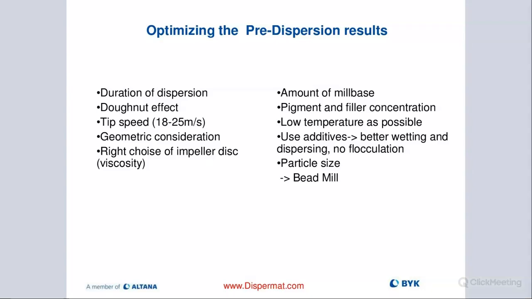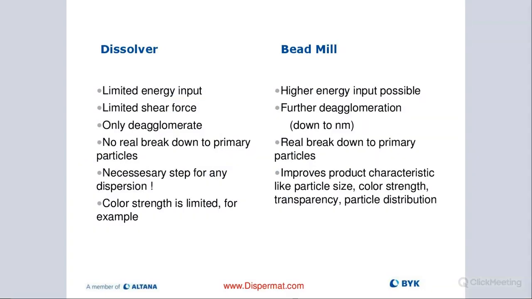And then again, additives, can't stress that enough, are always important. There's a lot of different types out there. So maybe if you have any issues, you ask BYK for a sample, and then maybe you can try and see how those work out for you. And once we reach the 10 to 20 micron particle sizes, that's when we will start the milling process. So here are some of the key differences.